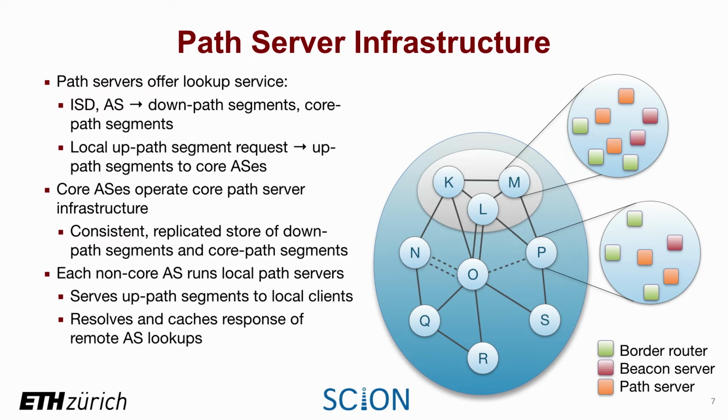And now the core ASs have a special operation here where they operate the core path server infrastructure, which represents a consistent and replicated store of all down path segments and core path segments that are associated with a given ISD. Also, each non-core AS runs local path servers, which serve up-path segments to the local clients and also help resolve as well as cache responses of remote AS lookups. So let's look at this in a bit more detail.